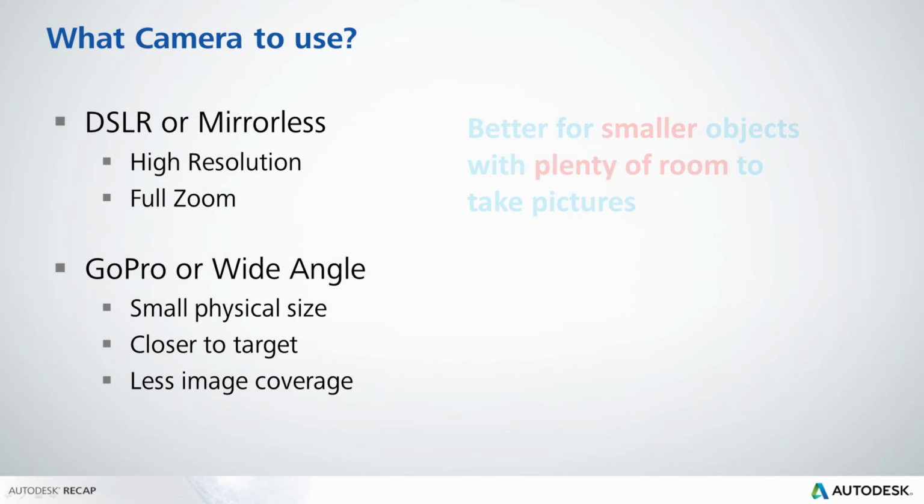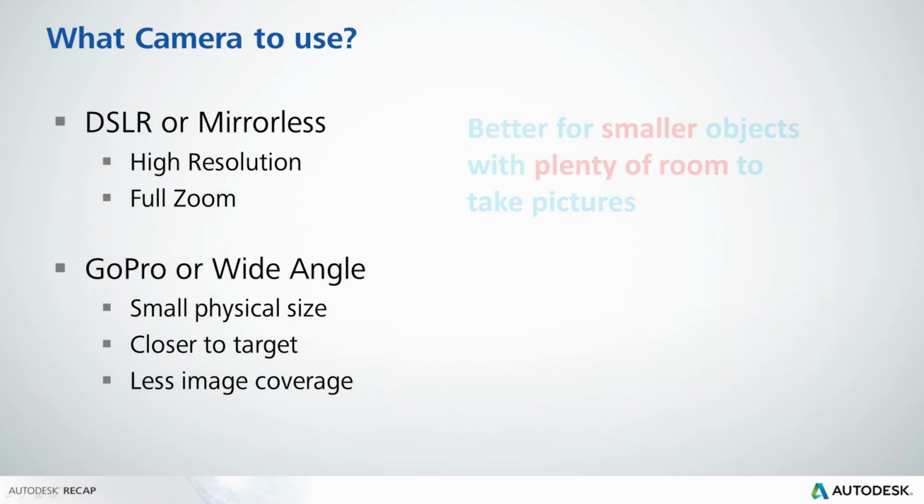The other approach would be to use a GoPro or a wide-angle fisheye camera. Some of the strengths there are that it's a small device. It's a physically small camera, which means that I can travel with it a little easier if it's in my pocket. When I'm out in the field, it's not as susceptible to the weather. I can put it in an enclosure and still do my job.